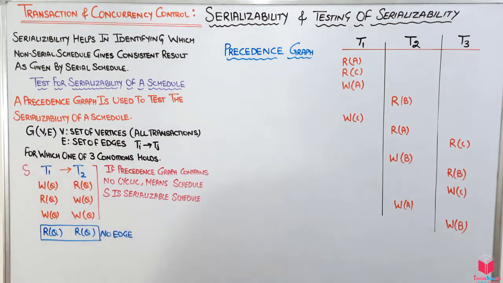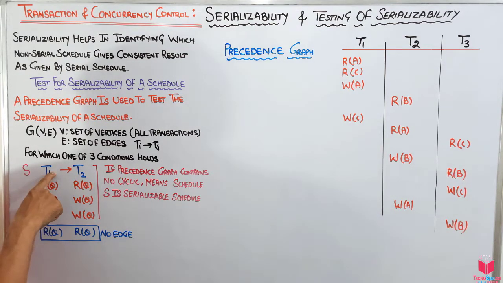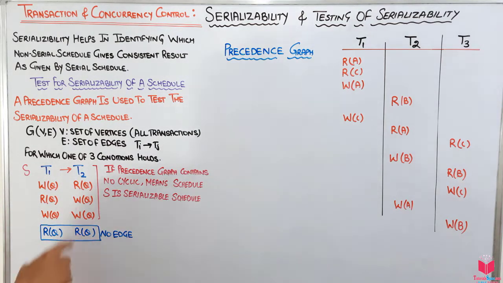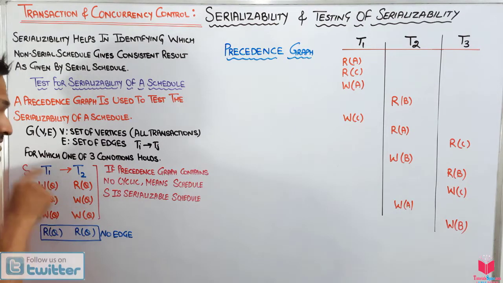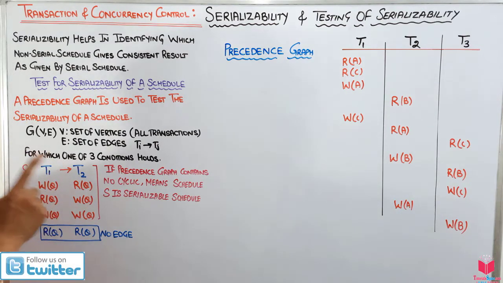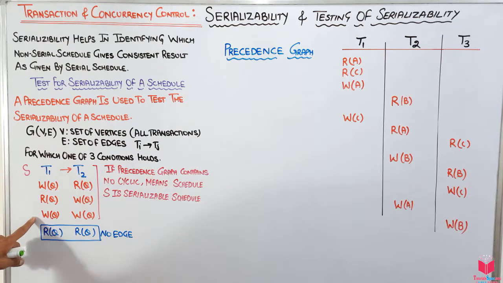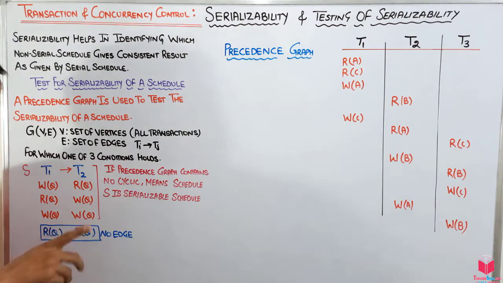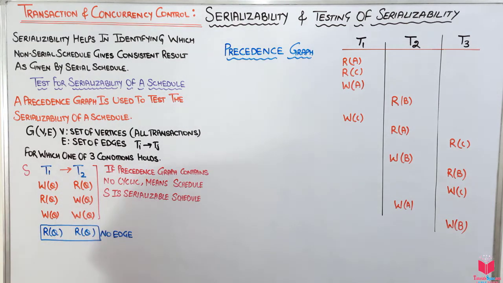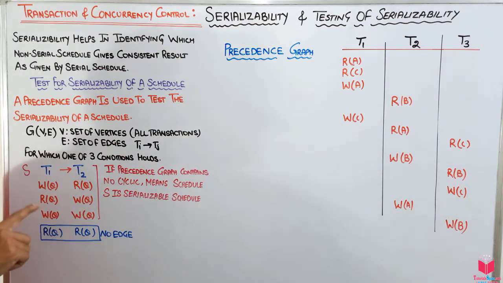In another one, if there is a read operation done by the transaction T1 on the Q variable and subsequently in transaction T2 there is a write operation on the same variable, that is the Q variable, then we will put this edge from T1 to T2. And again, if there is a write operation on Q by transaction T1, then subsequently in transaction T2 we find that there is also a write operation on the same variable, then we will put this edge from T1 to T2.